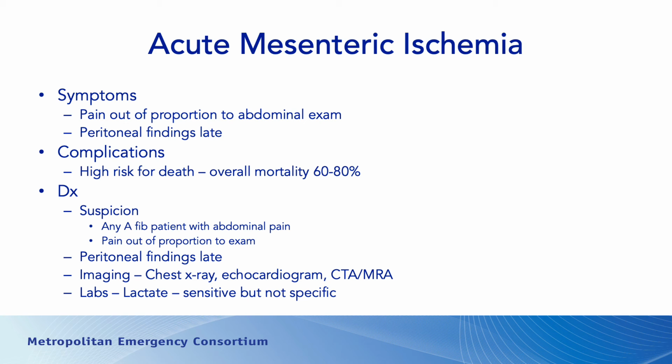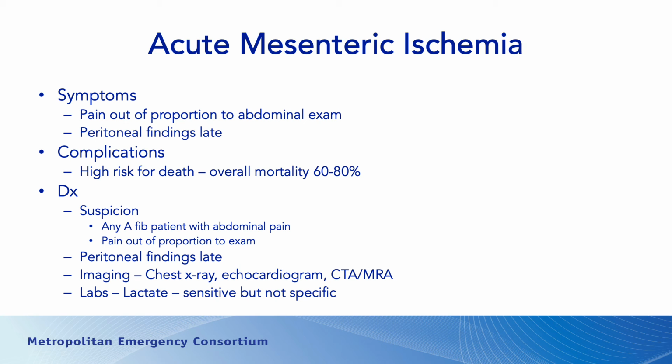Typically, these patients will develop peritoneal signs late in the course of their illness, and what I mean by that is where they have guarding or extreme sensitivity to palpation, or they have rebound. Again, these conditions have a high rate of mortality, mostly because of delay in diagnosis, which doesn't mean you're not getting good care. It just means it's difficult to diagnose this condition.